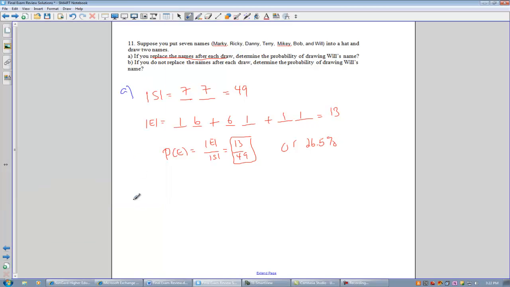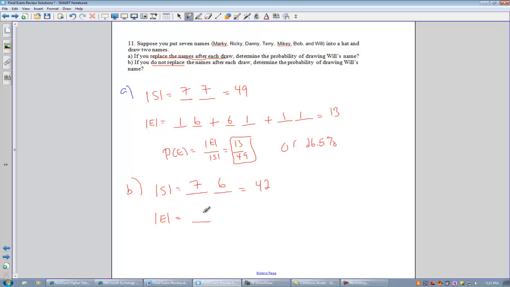All right, then in part B, it's a little bit different. It says if you do not replace the names after each draw, now determine the probability of drawing Will's name. So let's look at S now. There are slightly fewer things in S because you still have 7 choices for the first spot, but for the second spot you only have 6, because you're not going to replace the names. And so this is equal to 42, 7 times 6.